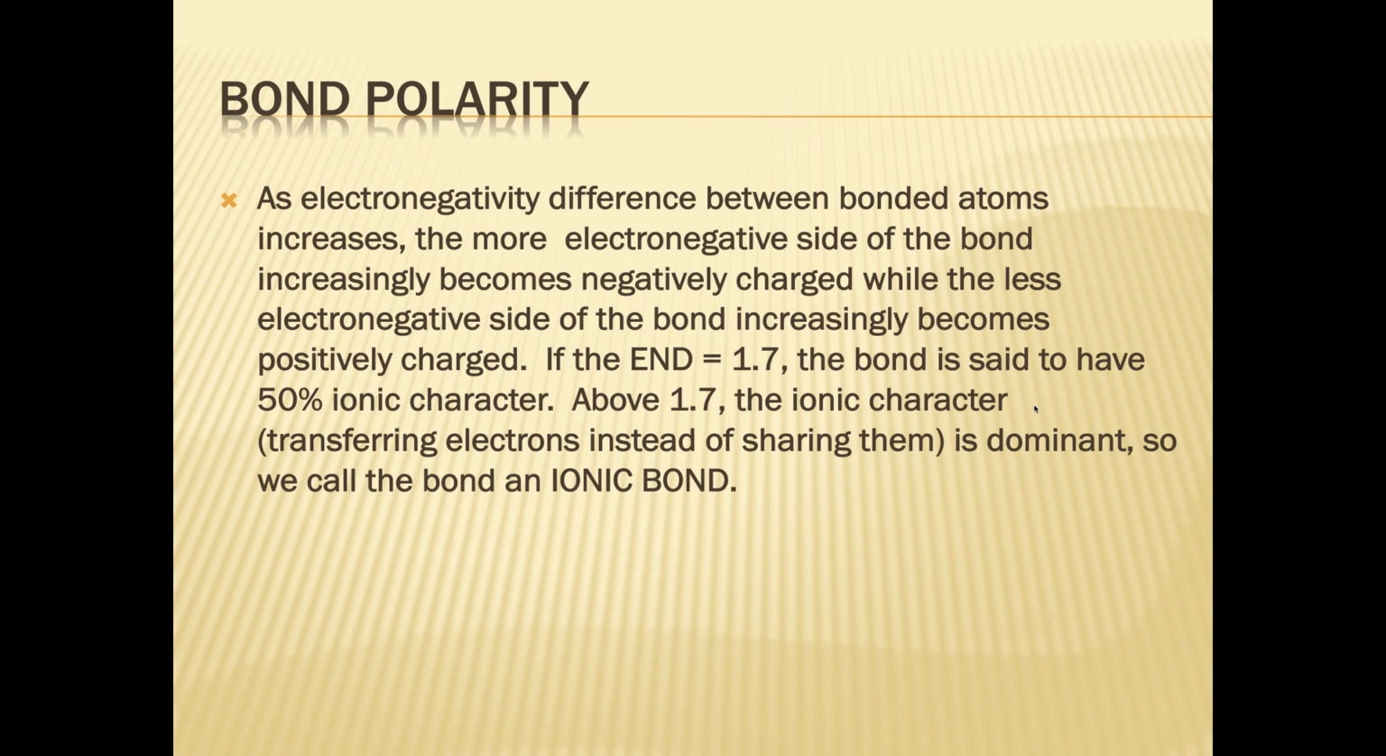So, as the difference in electronegativity between the atoms that are bonded increases, the more electronegative side, the one with the greater pull on electrons, will become more negatively charged, while the less electronegative side will become more positively charged. So if there's no difference in electronegativity, then there's no charges. But as you get a difference in electronegativity, you do get a partial separation of charges. Not an ionic separation, but a partial separation. So let's see how that works.